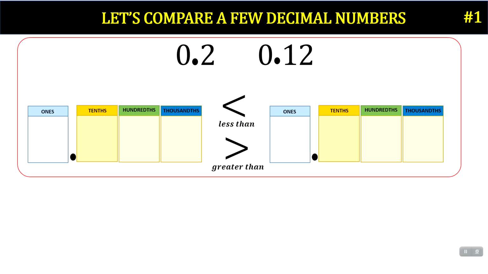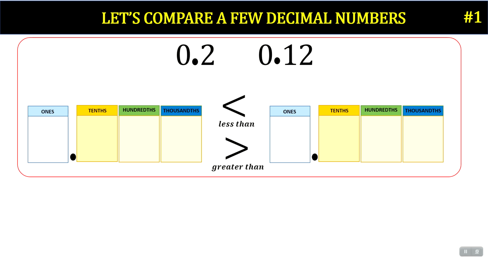Now let's compare a few decimal numbers and see if you can put all that into practice. 0.2 and 0.12, not 12. We call each digit 1 by 1 after the decimal point. 12 is a whole number, but 0.12 is a decimal value. So make sure you say each digit 1 by 1 when you have decimal values. 0.12. Is 0.2 less than or greater than 0.12?